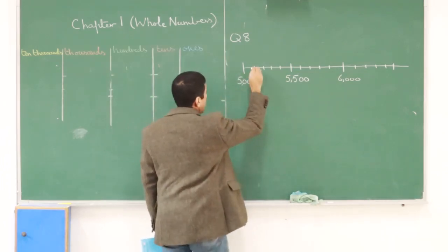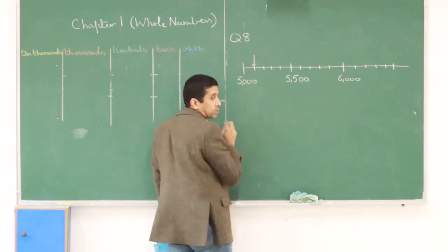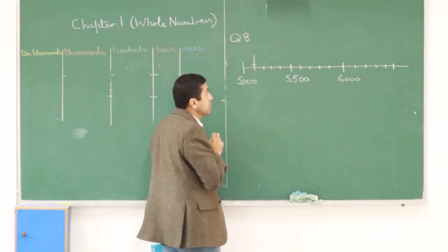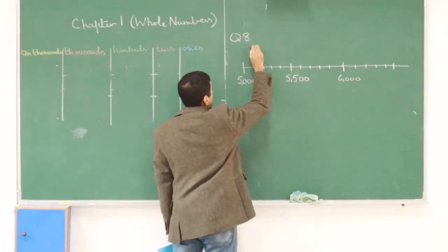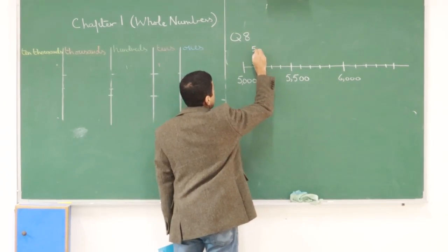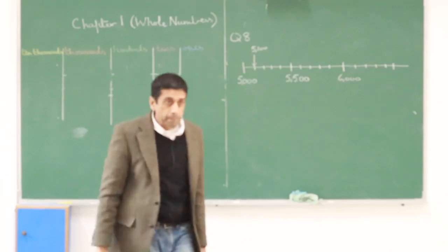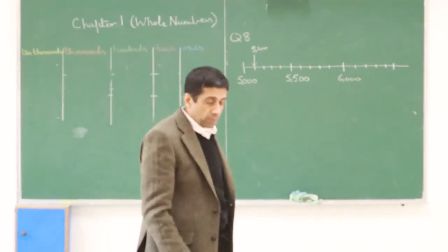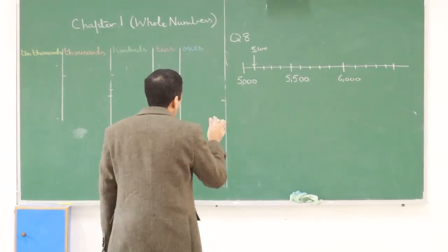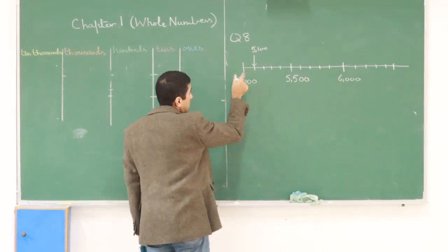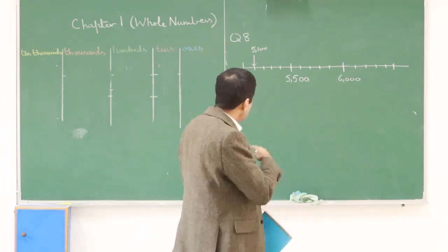So what is this value equal to? What's this number equal to? 5,100. Okay, so why is it 5,100? Because the number increases to the right, and each one of these distances is represented by 100. Okay? And this goes on.